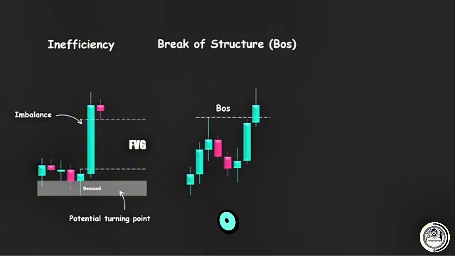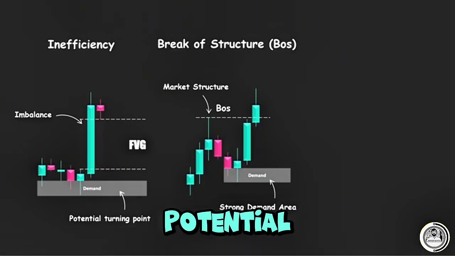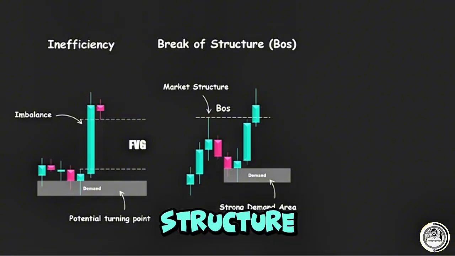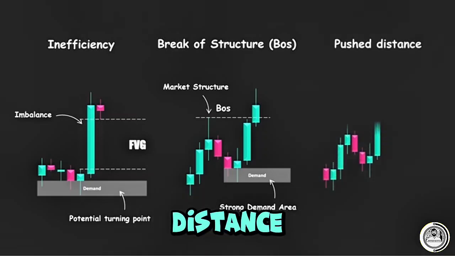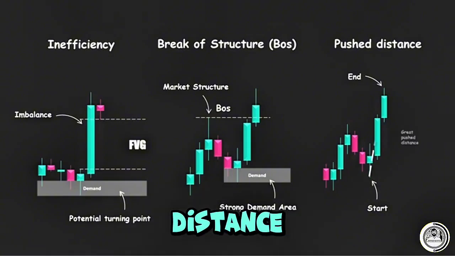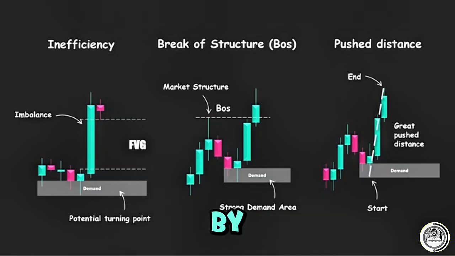Break of structure, BOS, happens when the price moves past a key support or resistance level, indicating a shift in market sentiment and confirming the potential strength of the supply or demand zone. Every time price breaks a structure level, it signals a potential trend continuation. The push distance refers to how far price moves away from the zone before returning. A larger push distance often signals a more significant rejection, making the zone stronger. By considering all these factors together, you can more effectively identify high-probability supply and demand zones for your trades.